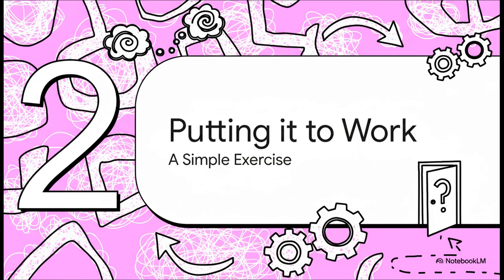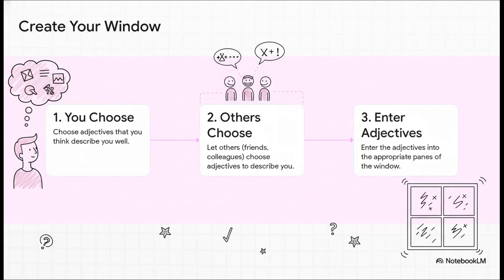So that's the theory. But the real power of the Johari window is that it's not just some abstract idea. It's a hands-on tool you can actually use. Let's walk through a super simple exercise you could do to put this thing to work. Honestly, the process is incredibly straightforward. First, you get a list of adjectives and you pick the ones you think describe you. Then, and this is the key part, you ask a few trusted friends or colleagues to do the exact same thing for you. Finally, you take all those adjectives and plot them onto the 4 panes of the window.